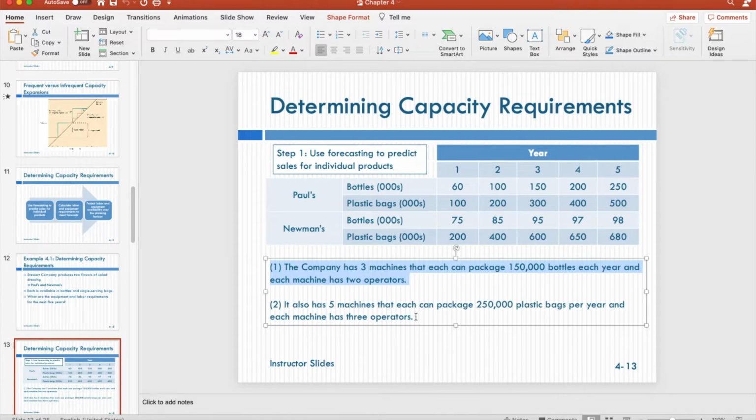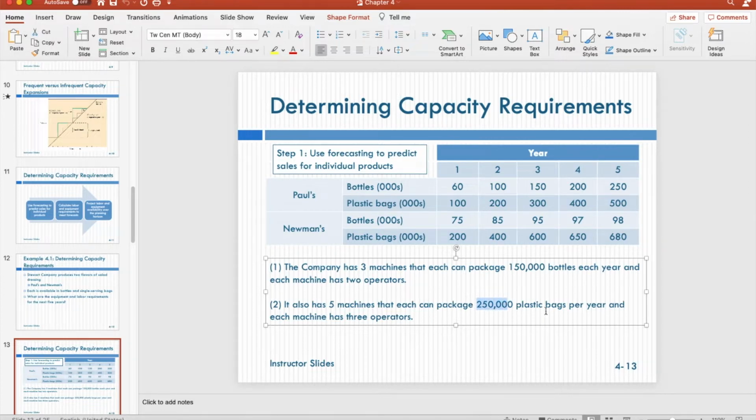Meanwhile, we also have 5 other machines. For these 5 other machines, each can package 250,000 plastic bags. So we have 5 plastic bag machines, and each of them can package 250,000 each year.